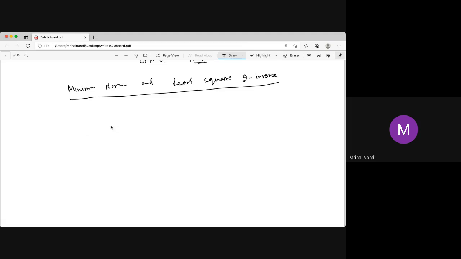What is the definition? G is a minimum norm G inverse of A if GA transpose equals GA. That means GA is a symmetric matrix.